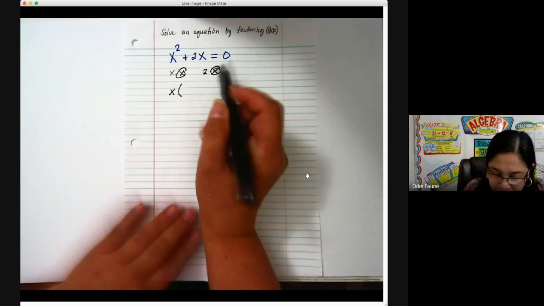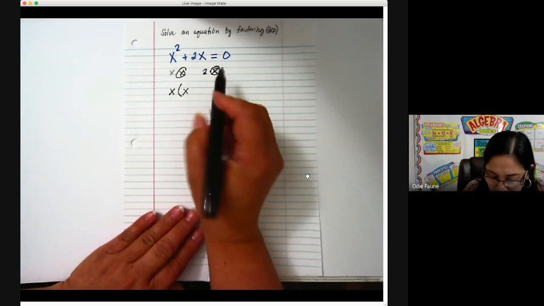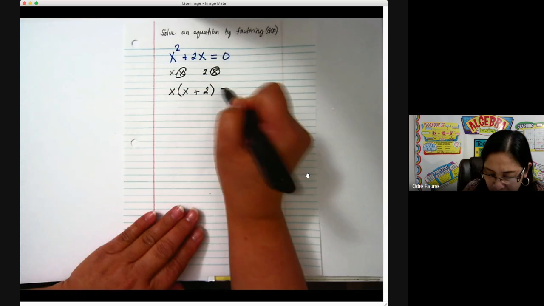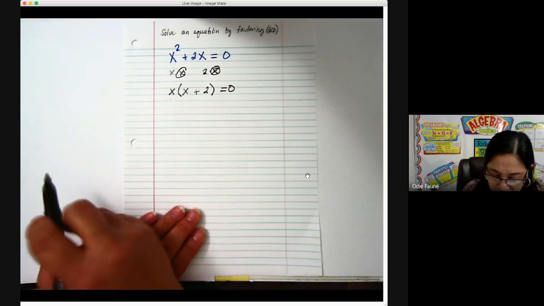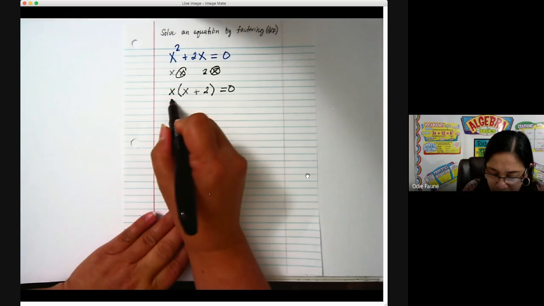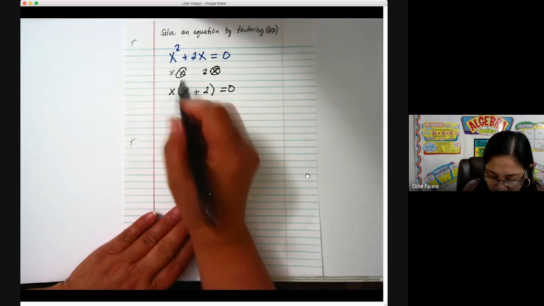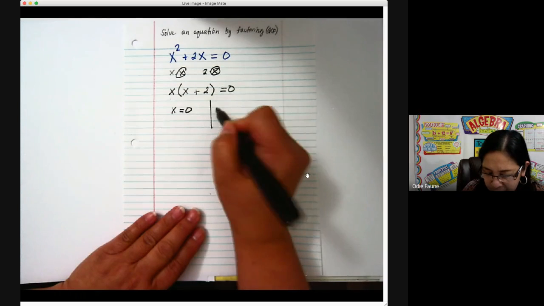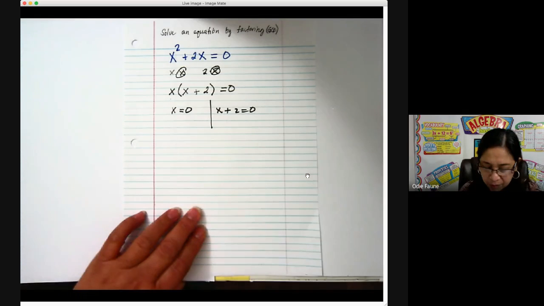So x times x is x squared plus x times 2 is 2x. And this is equal to 0. And then, since the product of these two is equal to 0, therefore each factor is equal to 0. We split the factors and equate each to 0. Then we solve for x.